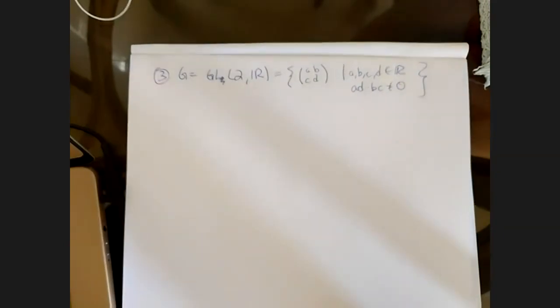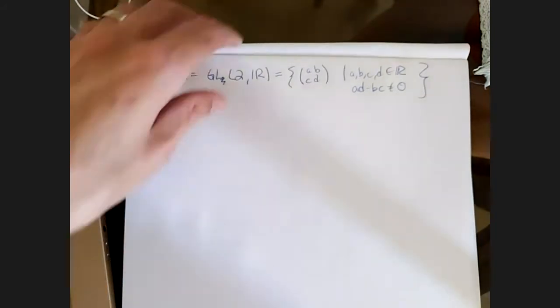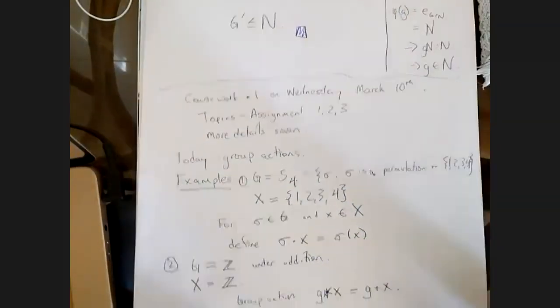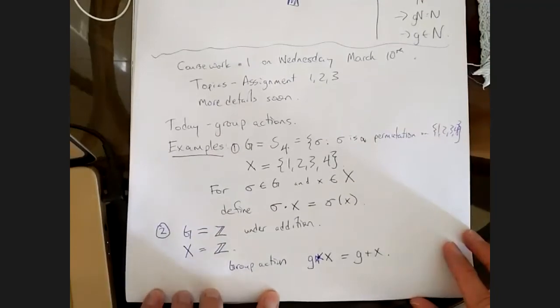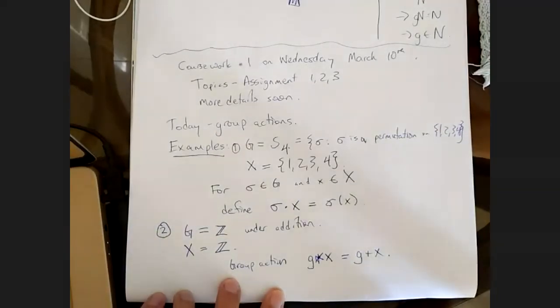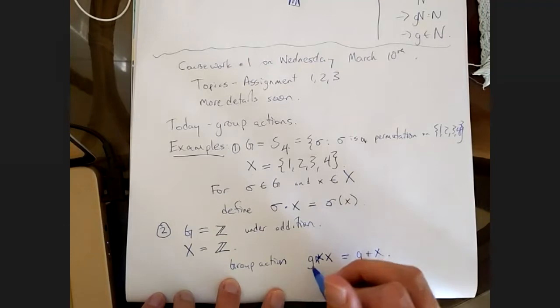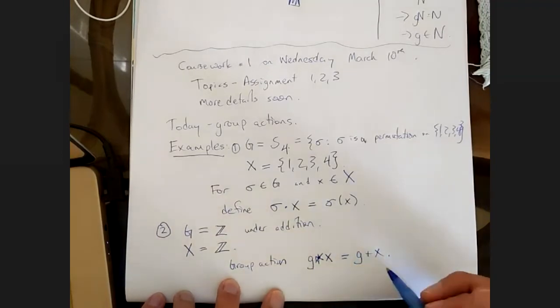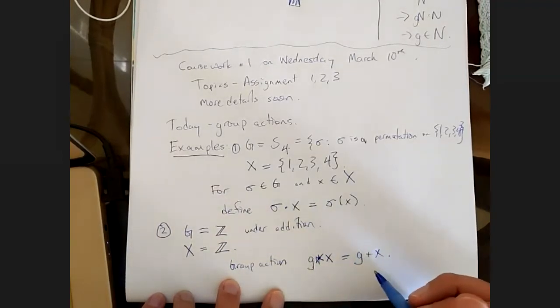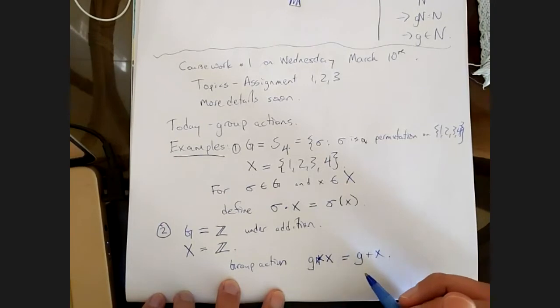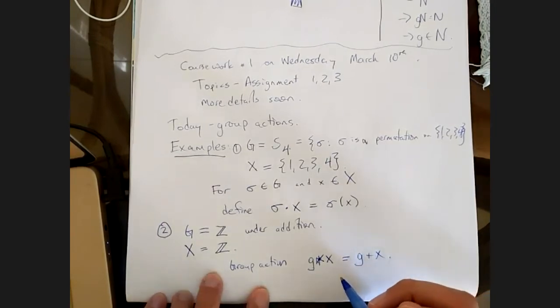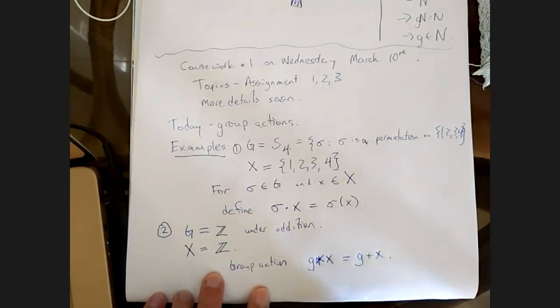Did someone have a question? Yes, at the last part of 2. Oh, sorry. Let me just switch back. Oh, sorry about that. So we just do G star X is just G plus X. Okay, thanks.